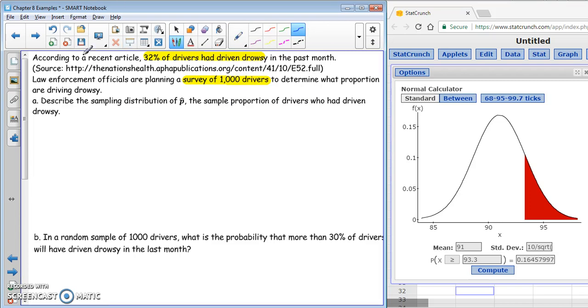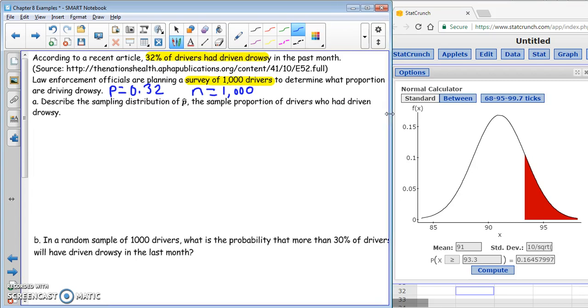So what do we know? We know that p is 0.32 and n is 1,000. So we have to check a couple of conditions to make sure that we have a normal distribution in order to calculate some probabilities.